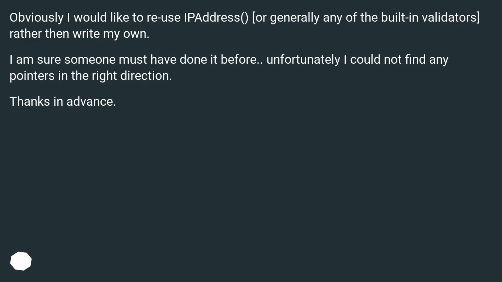Obviously I would like to reuse IPAddress, or generally any of the built-in validators, rather than write my own. I am sure someone must have done it before. Unfortunately I could not find any pointers in the right direction. Thanks in advance.